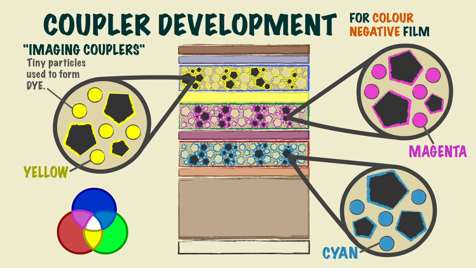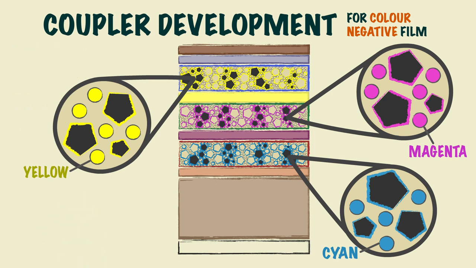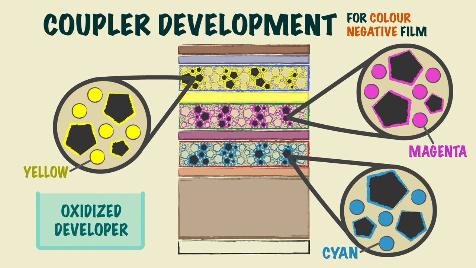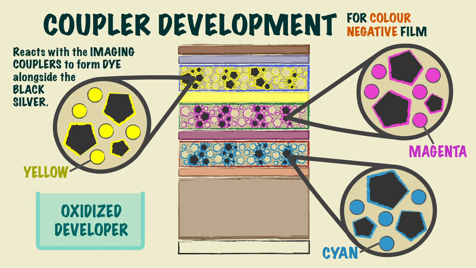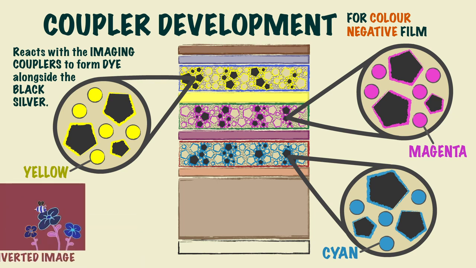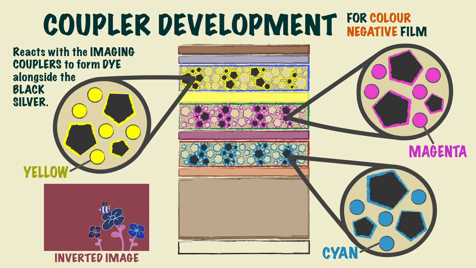For colour negative film, when black silver is formed, the colour developer itself is oxidised, and this then reacts simultaneously with the imaging couplers to form dye alongside the black silver. Therefore, an inverted photographic image is created.